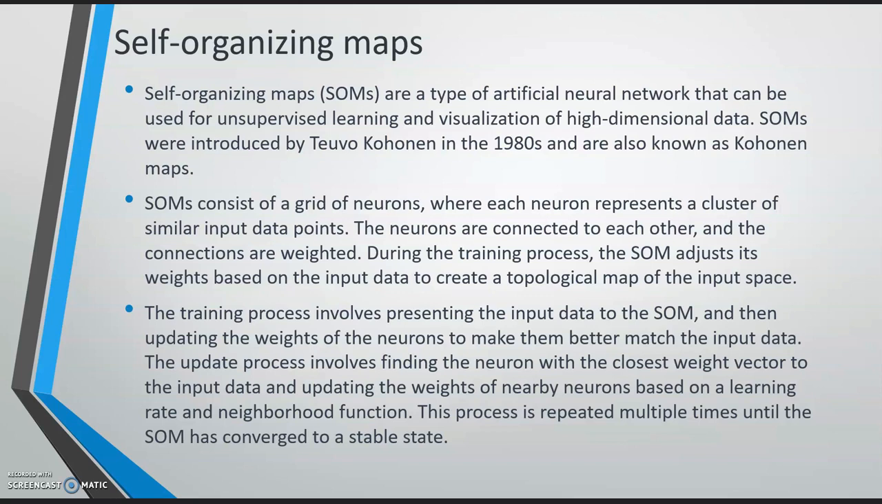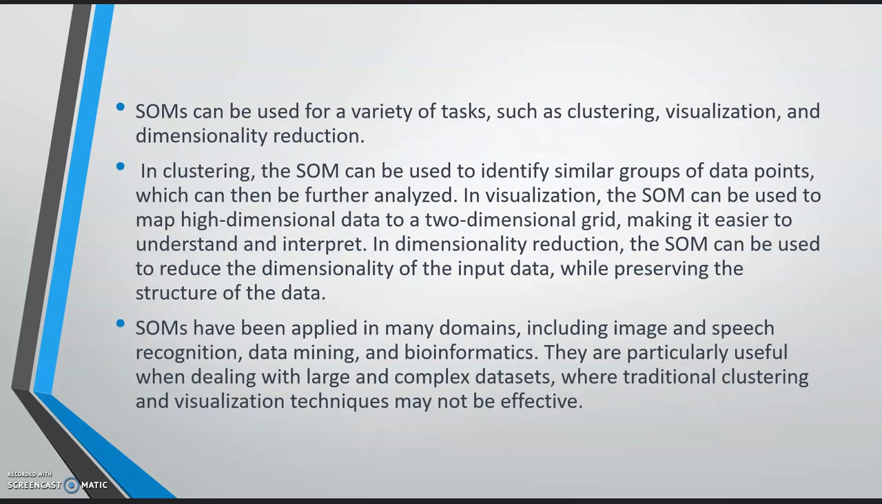During the training process, the SOM adjusts its weights based on the input data to create a topological map of the input space. The training process involves presenting the input data to the SOM and then updating the weights of the neurons to make them better match the input data. The update process involves finding the neuron with the closest weight vector to the input data and updating the weights of the nearby neurons based on a learning rate and a neighborhood function. This process is repeated multiple times until the SOM has converged to a stable state.